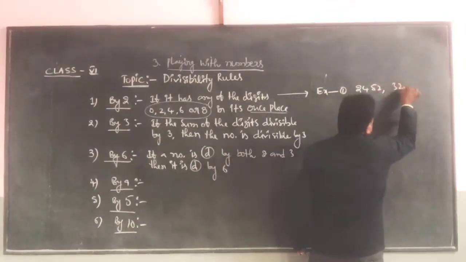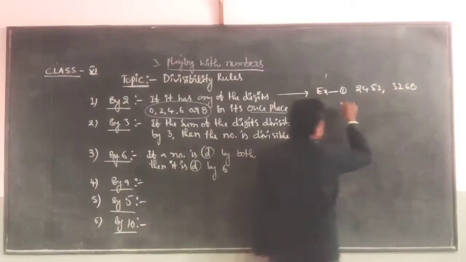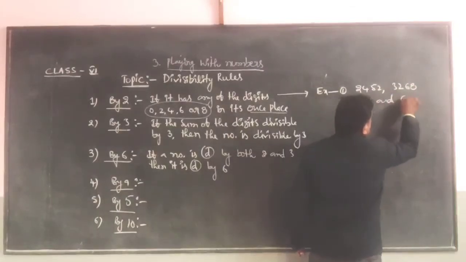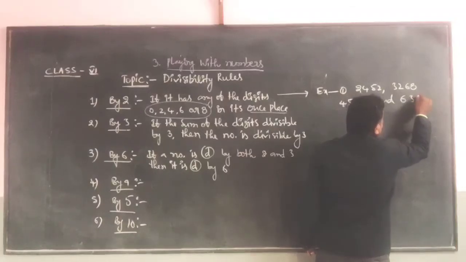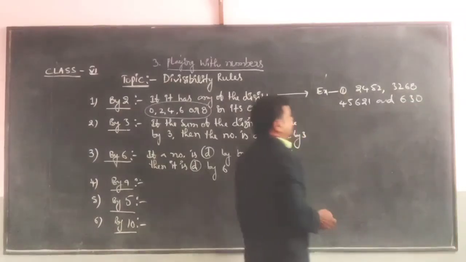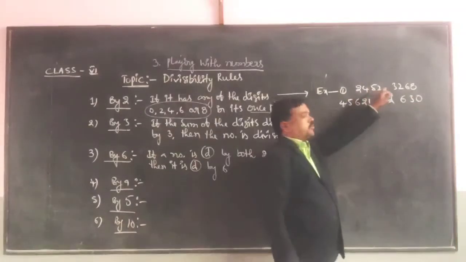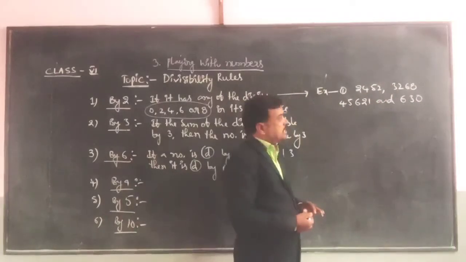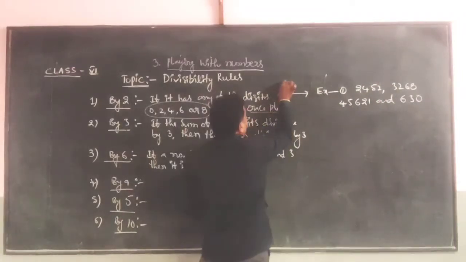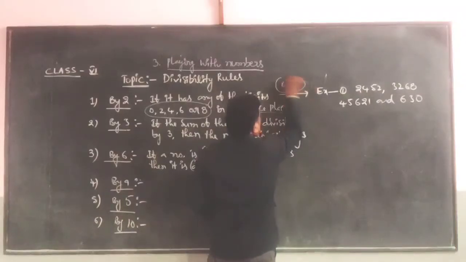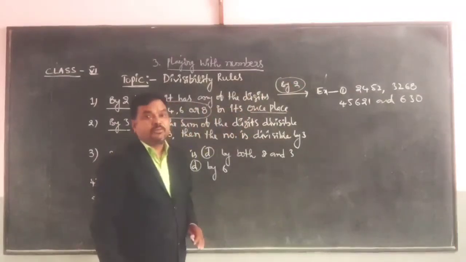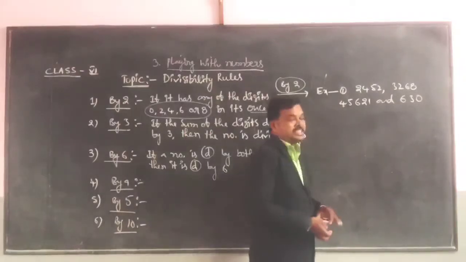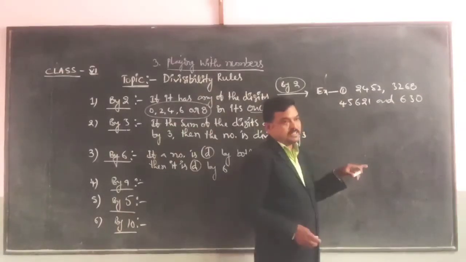2452, 3268, 45621 and 630. See, here I took 4 numbers. Among these 4 numbers, which numbers are divisible by 2? But without using the actual division method. Just we have to observe which digit is there at the ones place.